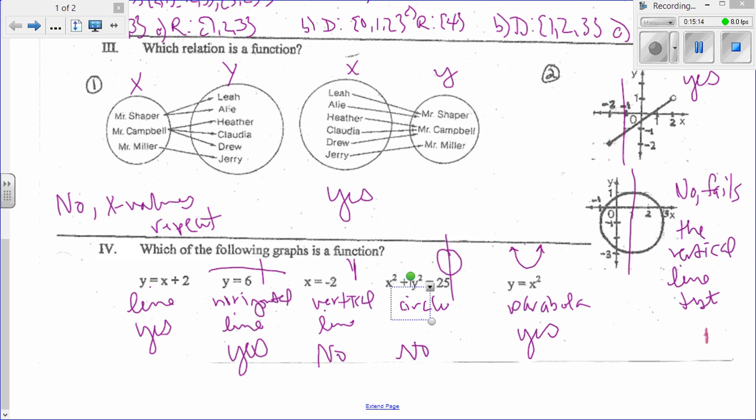So to quickly recap, domain is my x values, y is my range values. In order to be a function, my x values cannot repeat themselves. Or if I'm given a graph, I must be able to pass the vertical line test.